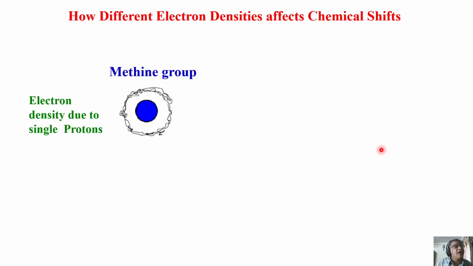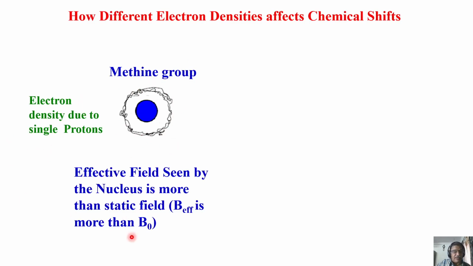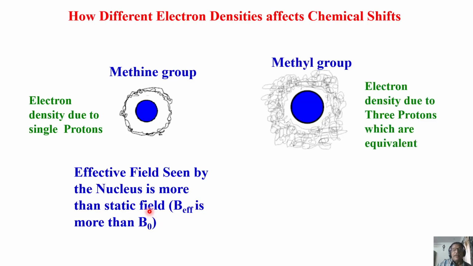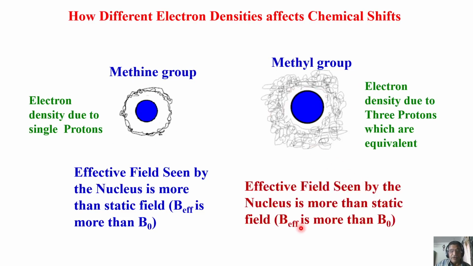Okay, so now we will understand how different electron densities affect chemical shifts. Consider a methine group, CH. We have only a single proton. The charge distribution corresponds to only one proton. Now, the effective field seen by the nucleus is more than the static field. B effective is more than B naught. I understand. Now, go to the methyl group. There are three protons. The charge density is different from the CH proton. It is due to three protons now. The effective field seen by the nucleus is more than B naught here also.